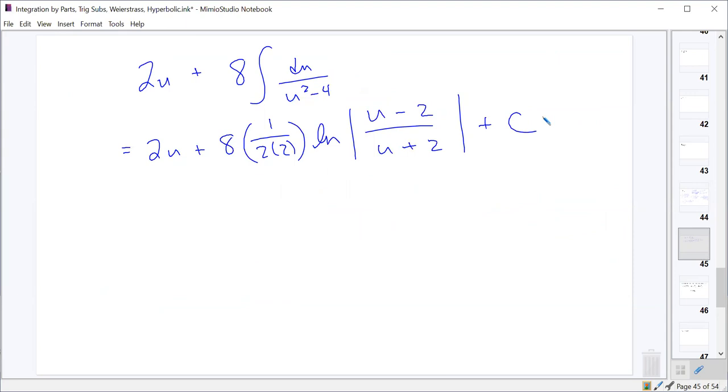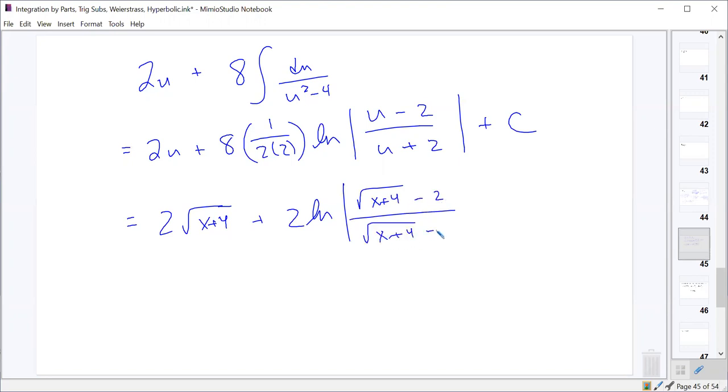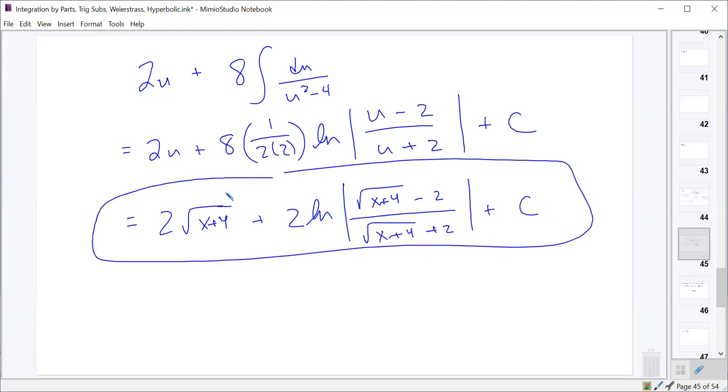That's our constant. And so we should then be able to just go resub in all of our root x plus 4s. 2 root x plus 4, and then plus 2 natural log absolute value of root x plus 4 minus 2 over root x plus 4 plus 2, plus our constant. Get it or no?